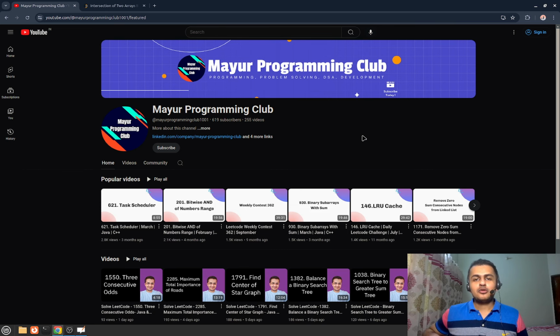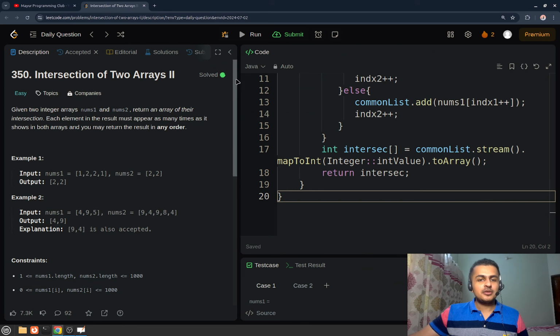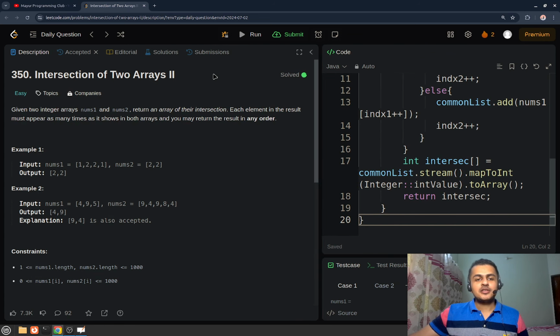Today we will be solving another daily LeetCode problem, and the problem's name is intersection of two arrays. So according to the problem statement, there are two integer arrays which will be given to you. You have to return an array of their intersection.